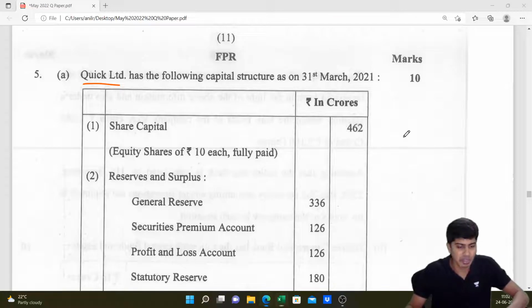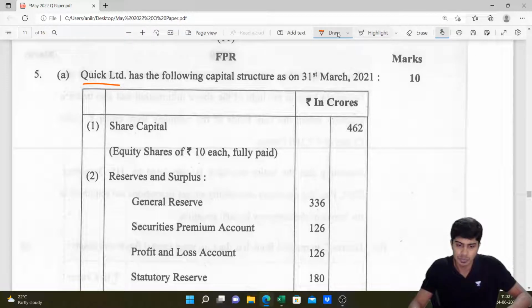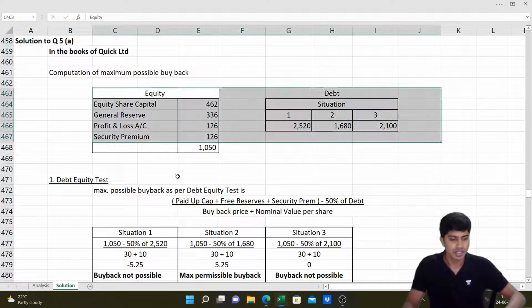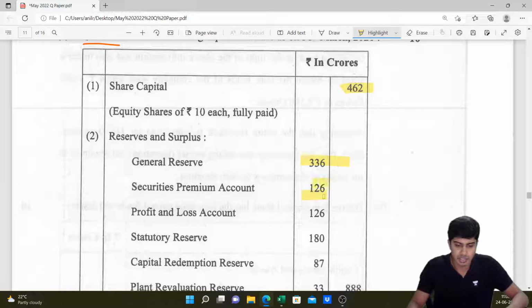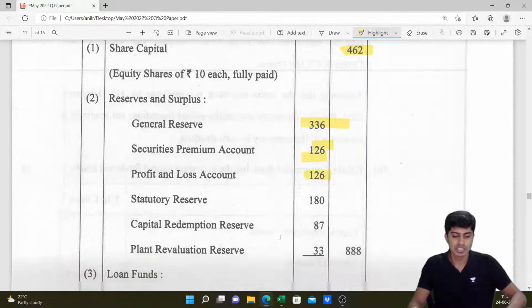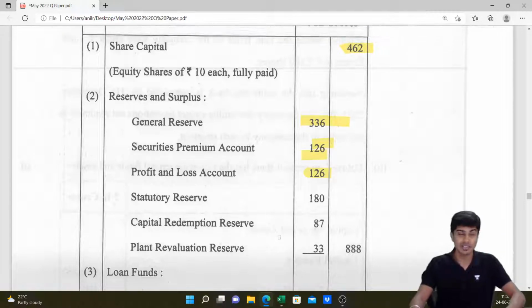Now equity share capital in this question is 462. So let's pick 462 here. And then reserves. Reserves will take general reserve, P&L account and security premium. See, general reserve is taken, security premium is taken, P&L account is taken. So capital redemption reserve, statutory reserve, plant revaluation reserve, all these are not taken.